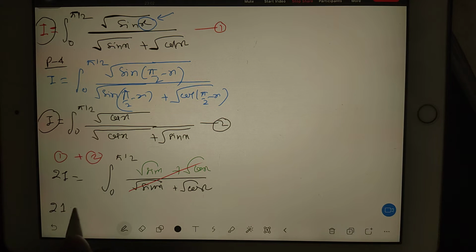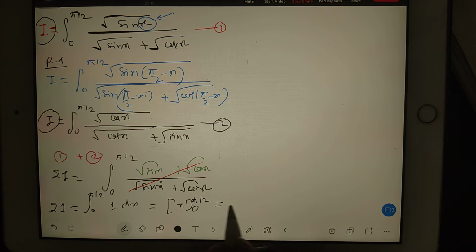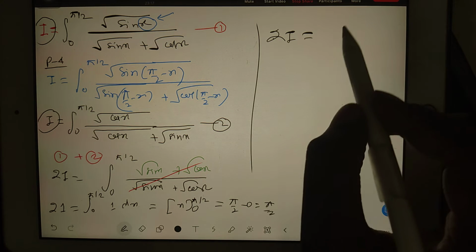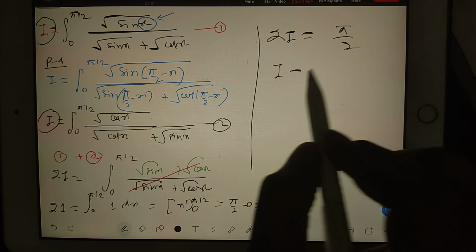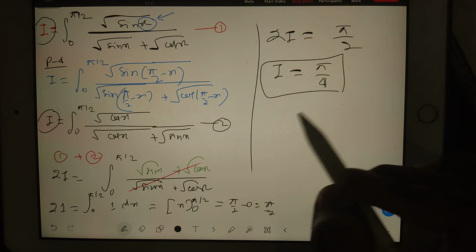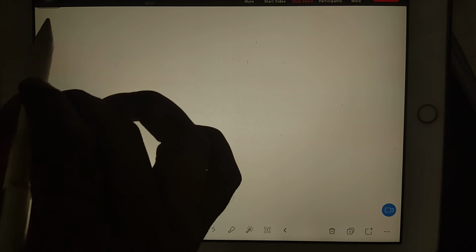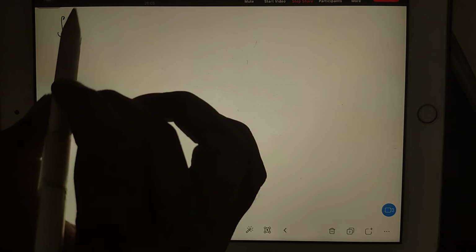It means 2I equals the integral from 0 to pi by 2 of 1 dx. So this is nothing but x from 0 to pi by 2, which is pi by 2 minus 0, nothing but pi by 2. So what we are seeing here, we got 2I is equal to pi by 2. So I is equal to pi by 4. This became your final answer for this question. Copy this. Now we go for another good question, and that question is also a very popular question of this field.